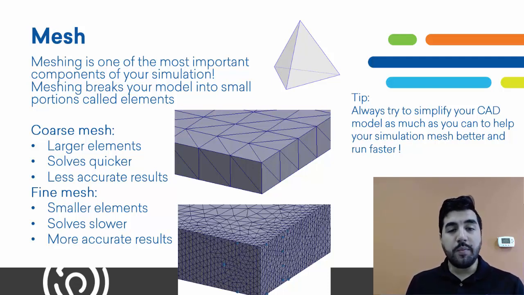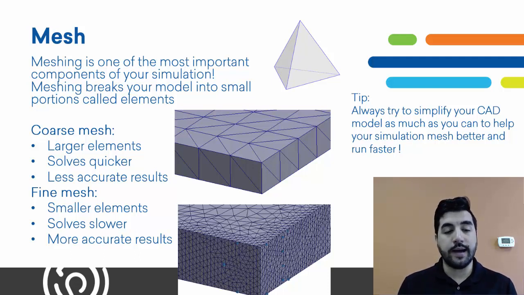Now, you can end up with a coarse mesh or a fine mesh. A coarse mesh is going to have larger element size, but it's going to solve quicker. Now, this does come at the cost of results, so you may end up with some less accurate results. The fine mesh on the other side is going to create smaller elements, but since you have smaller elements, it will end up having a larger number of elements. This can make your simulation run significantly slower. Once again, it's going to be based on the number of elements that your FEA will have. However, a finer mesh can result in more accurate results.